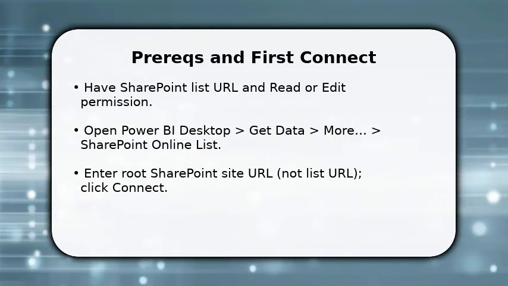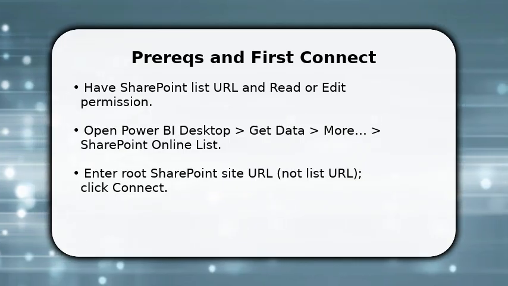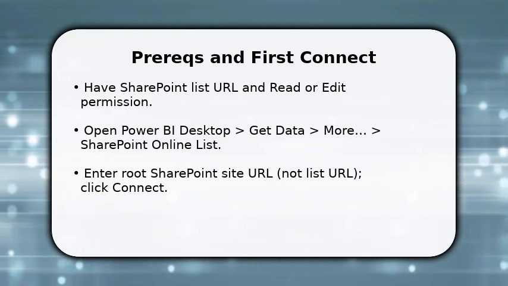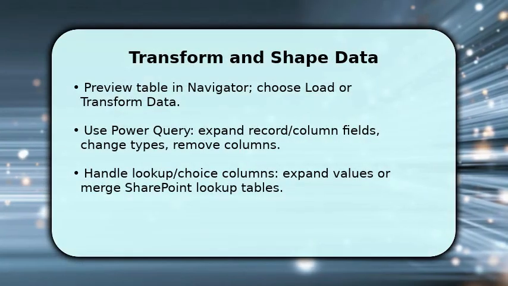For authentication, pick Organizational Account and sign in. Once done, Power BI shows Navigator with your lists. Select the list you want to load or transform. Once you choose Transform Data, you'll use Power Query to make the list usable.